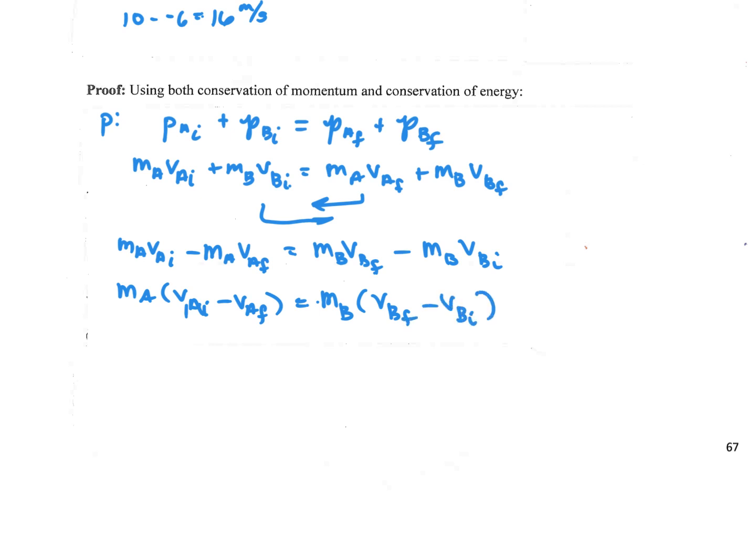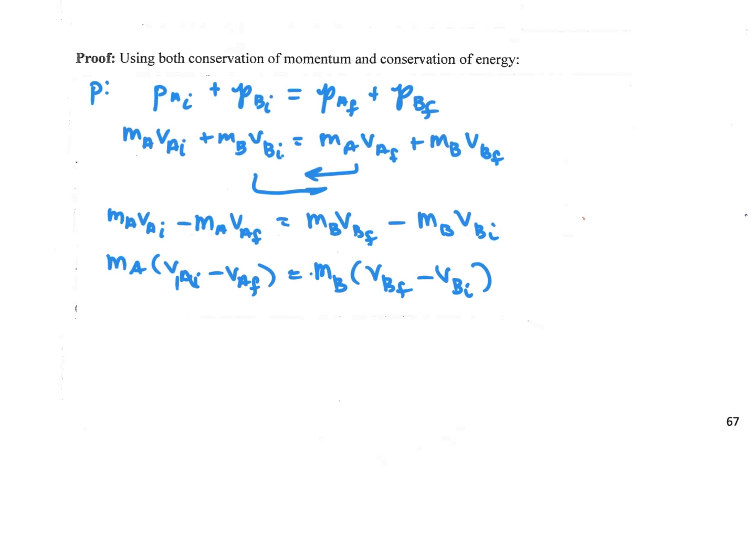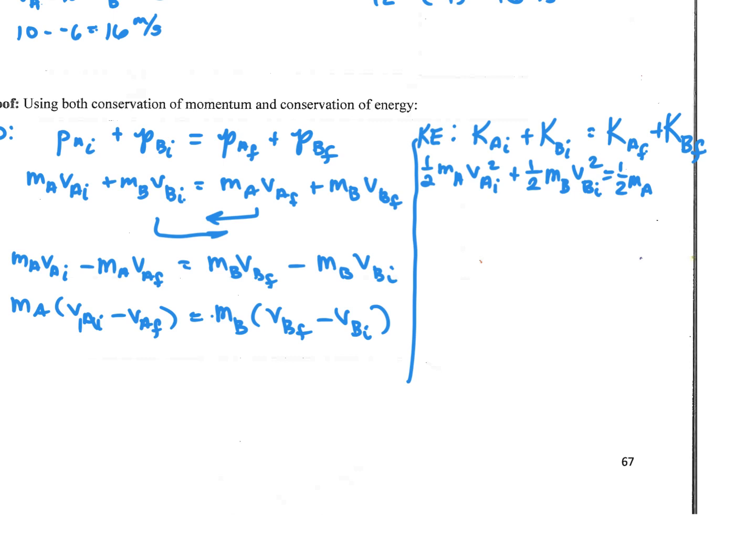Now we've got to look at energy. So let's look at energy next to it. So through energy, this would be kinetic energy, correct? That is conserved also. So what do we know? Kinetic energy of A initial plus the kinetic energy of B initial equals the kinetic energy of A final plus the kinetic energy of B final. All right, so this is 1/2 M sub A V sub A initial squared, plus 1/2 M sub B V sub B initial squared, equals 1/2 M sub A V sub A final squared, plus 1/2 M sub B V sub B final squared.